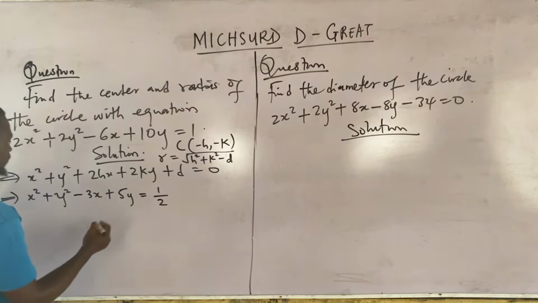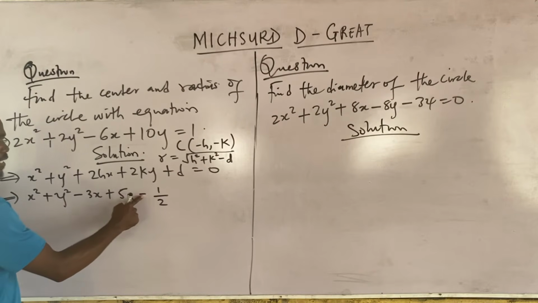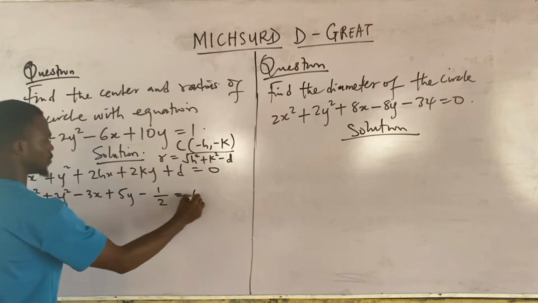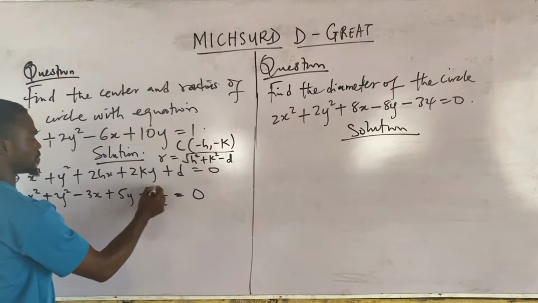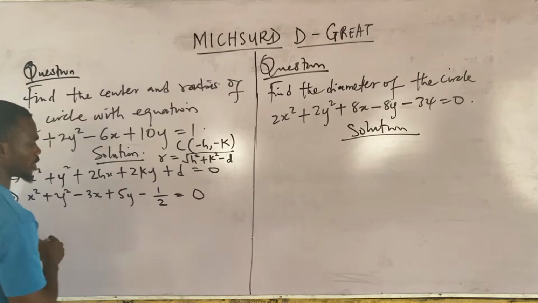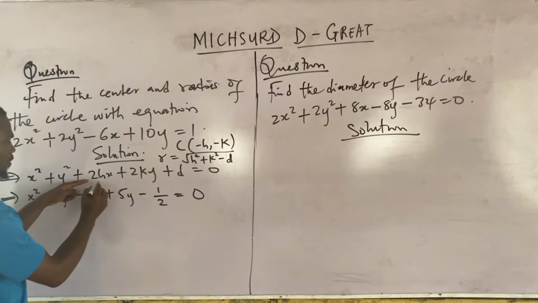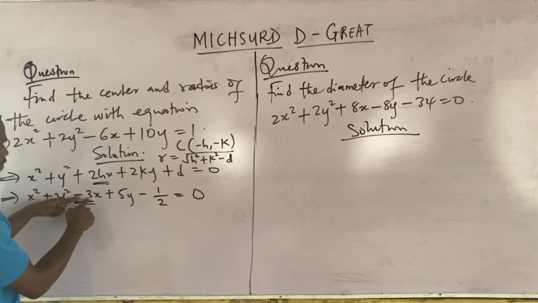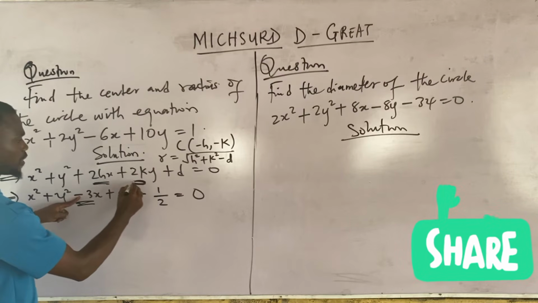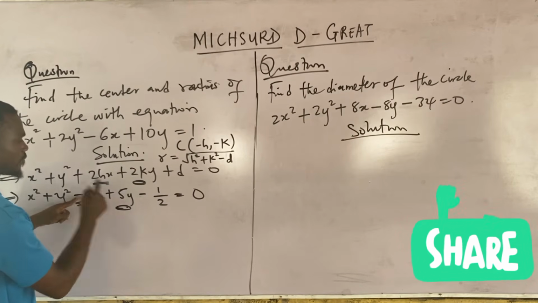So the same way, if we bring this 1 over 2 over to this place, it becomes minus 1 over 2, equal to 0. So we have this. So you can now compare, you will see that your D corresponds to minus 1 over 2, and we can also see the comparison for 2hx and the comparison with minus 3x. Then we can also see the comparison for 2ky and 5y.